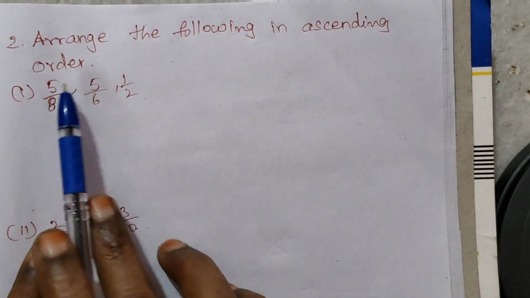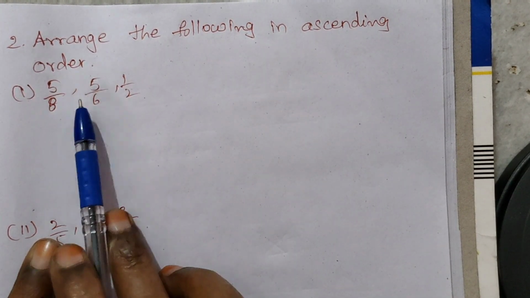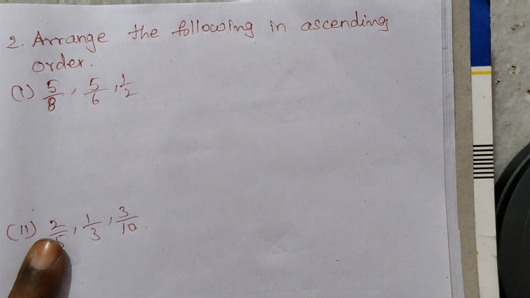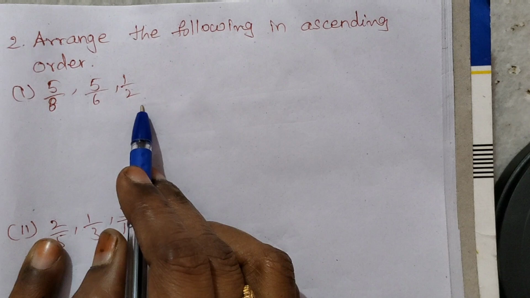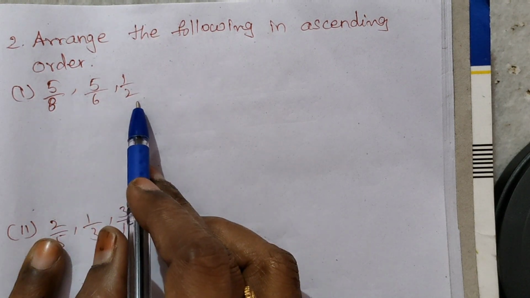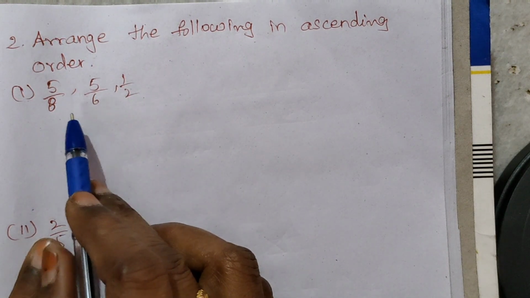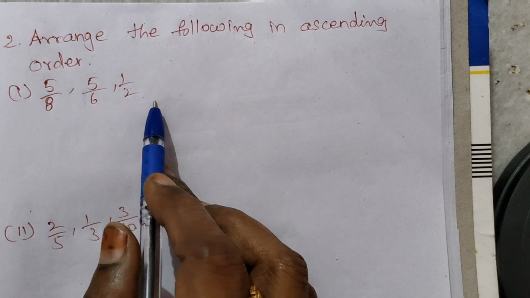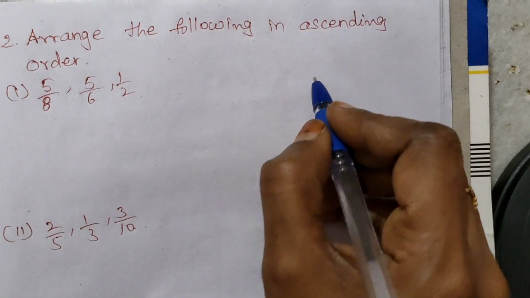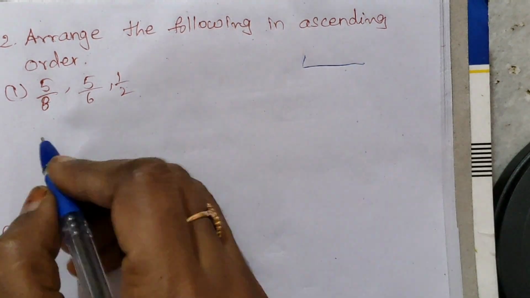Arrange the following in ascending order. Okay. 5 by 8, 5 by 6 and 1 by 2. Okay. First we have to, here their denominators are different. So we have to convert them into like fractions. These are unlike fractions. So we have to convert them into like fractions. First, with the help of LCM method, we will convert that one into like fractions.